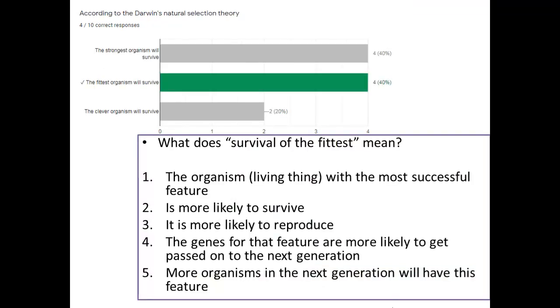And now, the last one about Charles Darwin's natural selection theory. According to this theory, it is the fittest organism that will survive because it's the one with the most successful feature. So it will survive, it will reproduce, and it will pass on the feature to the next generation.